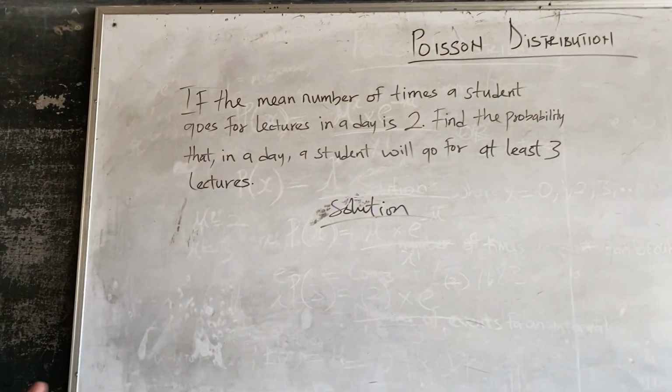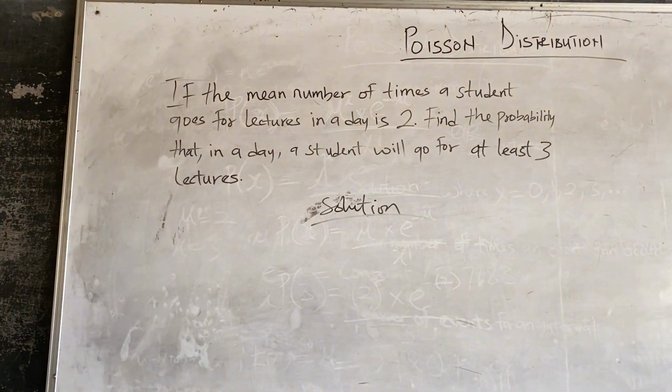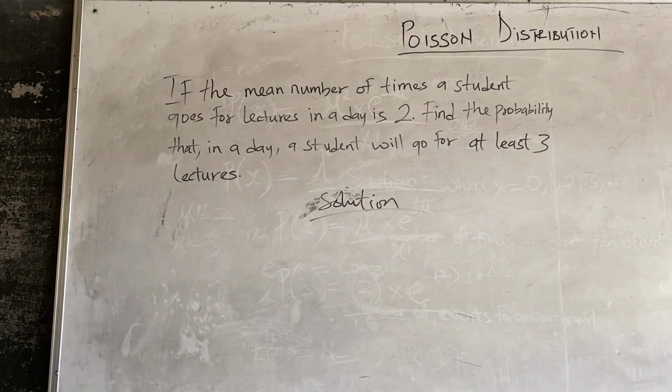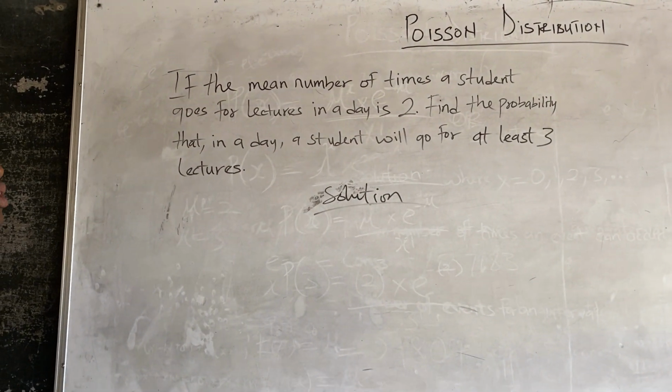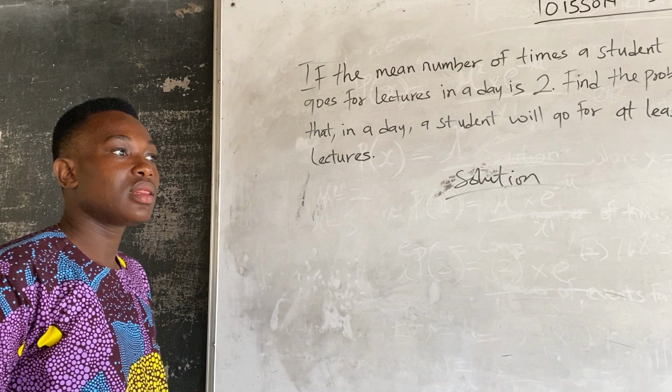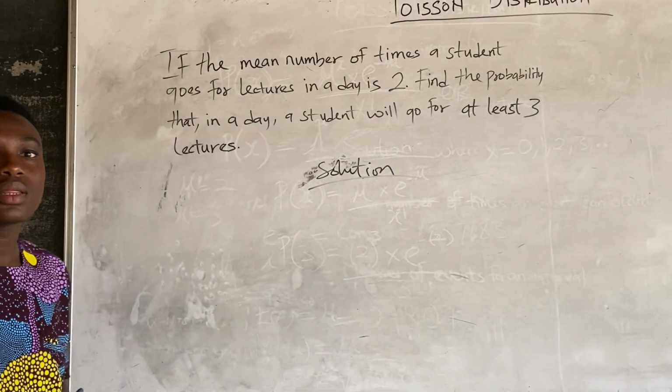If the mean number of times a student goes for lectures in a day is 2, find the probability that in a day a student will go for at least 3 lectures. At least 3 lectures.